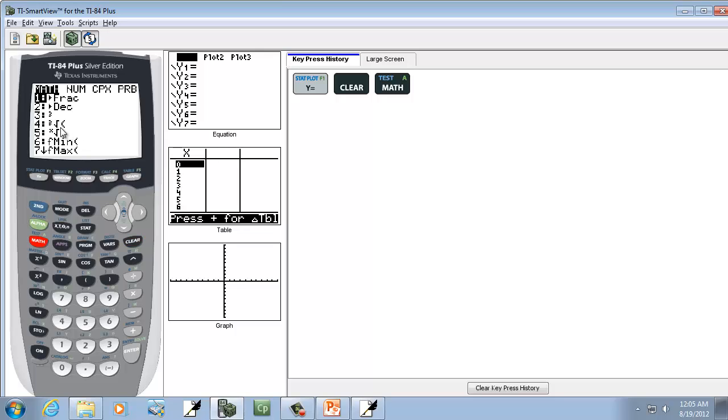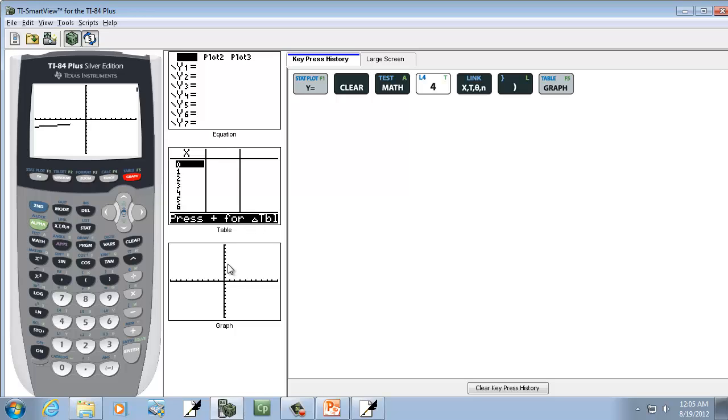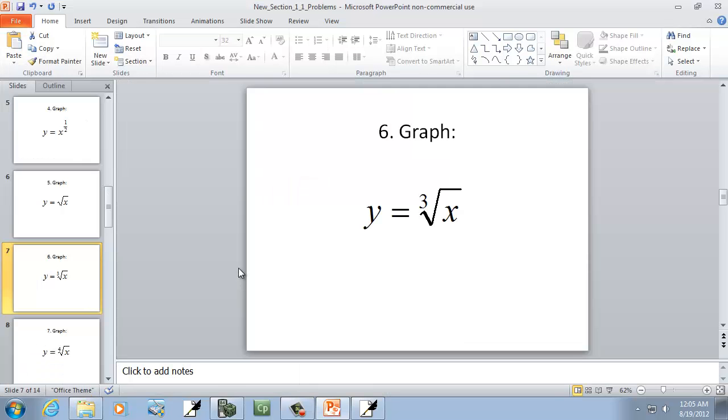And you see the fourth one here is the cube root. And you can either down arrow to it and press enter on it, or you can press the number that's in front of it. I'll go ahead and press the number that's in front of it. It does the down arrow and enter for you. So I'll do 4. And it puts the cube root and puts x in, and then my closing parentheses. And then I'll press graph. And there's my cube root of x.